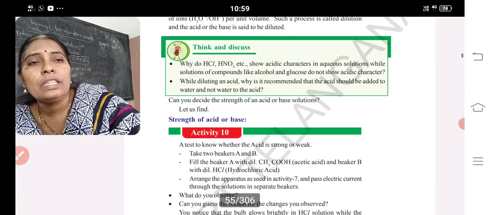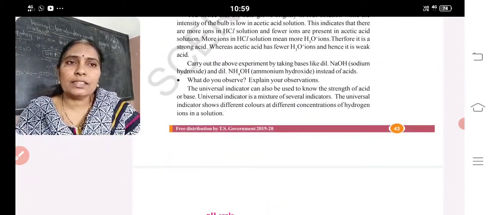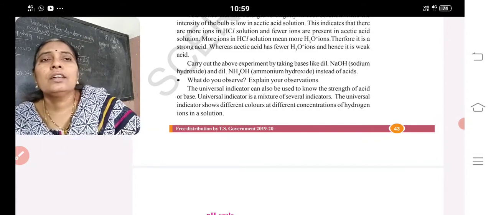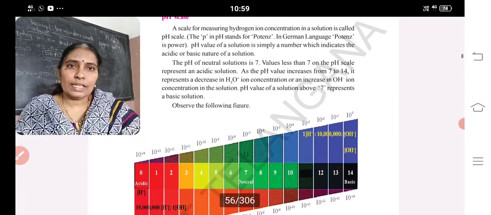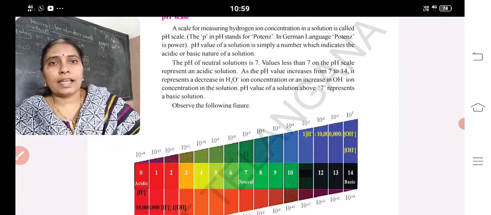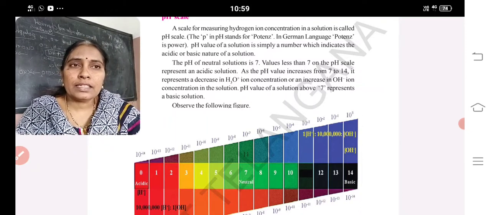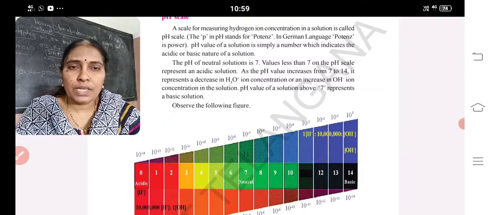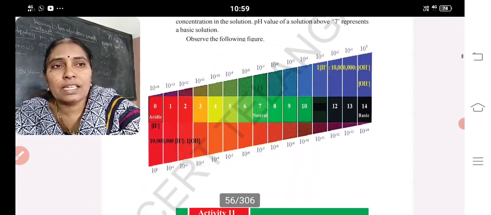Okay children, now the strength of acids and bases. How will we decide the strength of acids and bases? Depending upon the number of ions produced. If more ions are produced, it is a strong acid. If fewer ions are produced, it is a weak acid. And one more point, the scale for measuring the strength of acids and bases is called the pH scale, and pH shows the concentration of H plus ions.